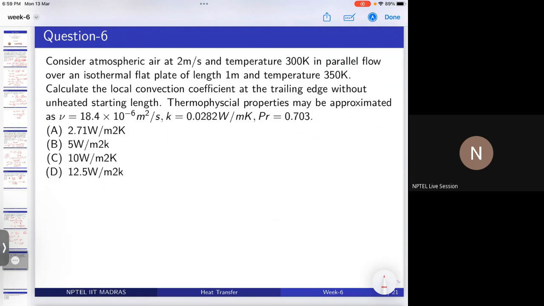So can you please calculate and say, because I will wait, because we have done a number of questions similar to this. But sir, what is the meaning of without unheated starting length? Which means the entire plate is heated from the starting length itself. From x is equal to 0 onwards, it is heated.